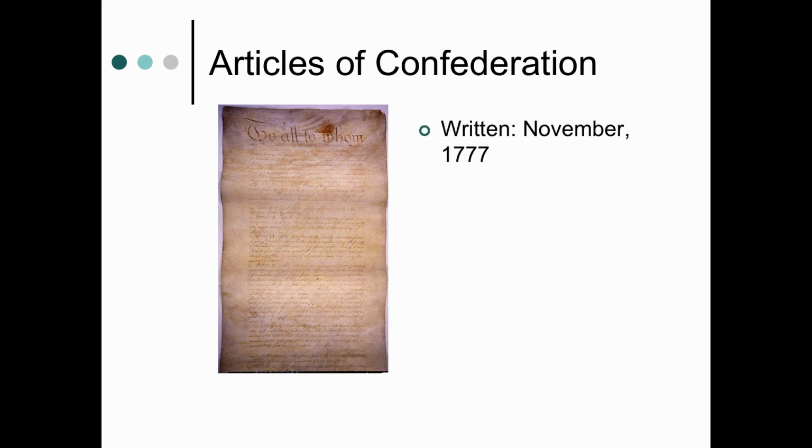So the Articles of Confederation are drafted in November of 1777. Basically, this is still the Continental Congress operating as a decision-making body and saying, look, we need some way to coordinate. We can't fight this war without coordination. So it's not fully ratified by all 13 of the states until March of 1781.